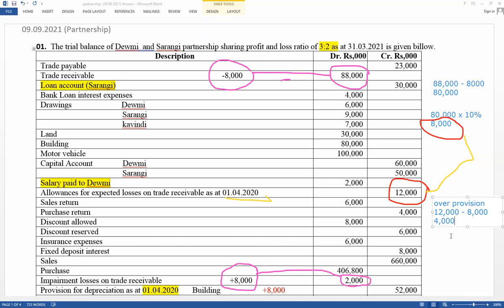Therefore, under distribution expense, as doubtful debts or as expected losses on trade receivable, 4,000 should be recorded, as well as impairment loss on trade receivable 10,000. And correct trade receivable 80,000 minus 8,000 under current assets. Think bad debts, think doubtful debts. Impairment loss on trade receivable equal bad debts. Expected losses on trade receivable equal doubtful debts. Now record it.